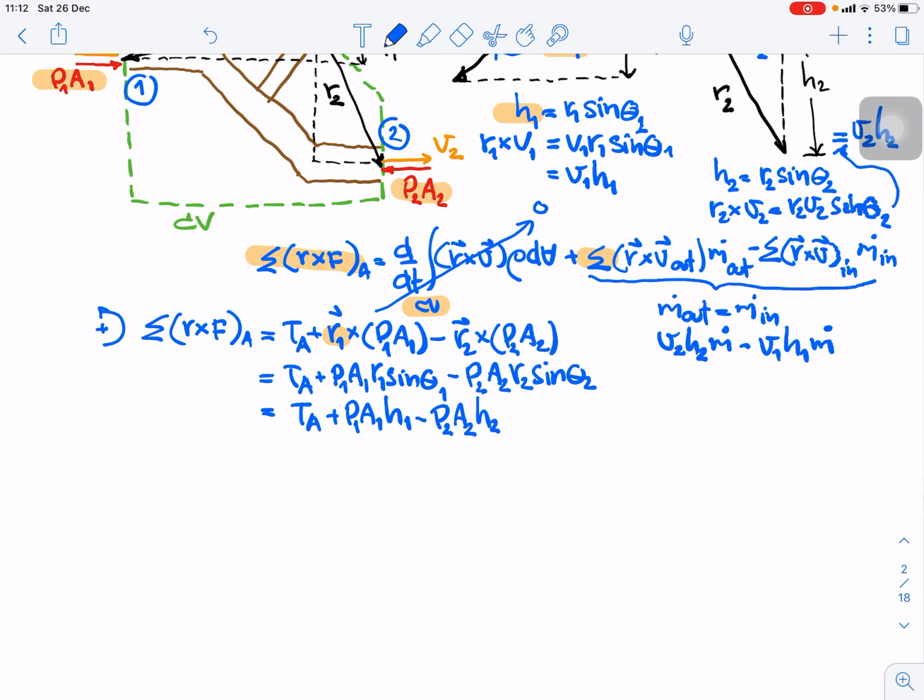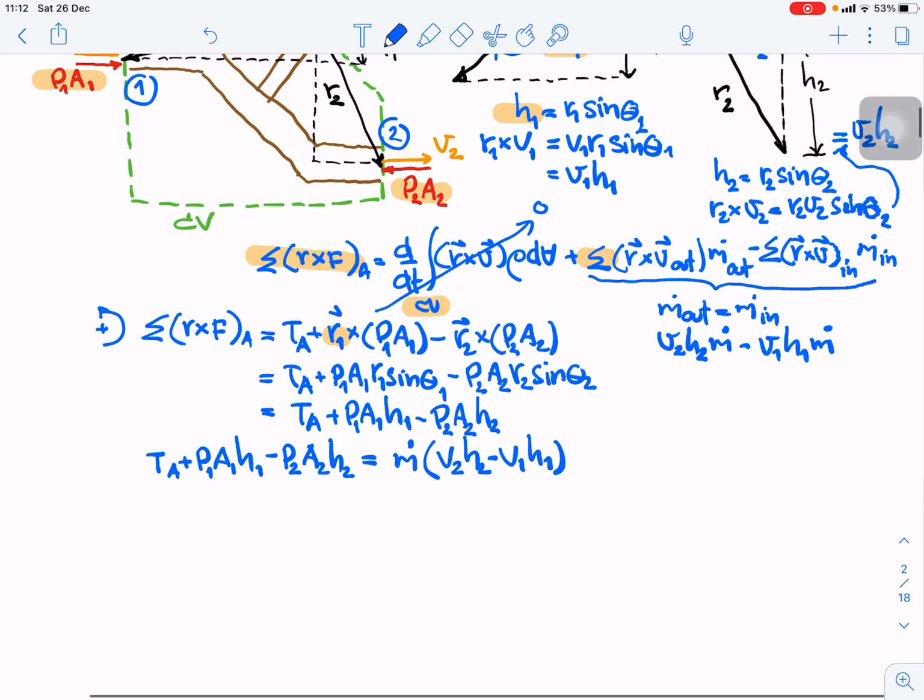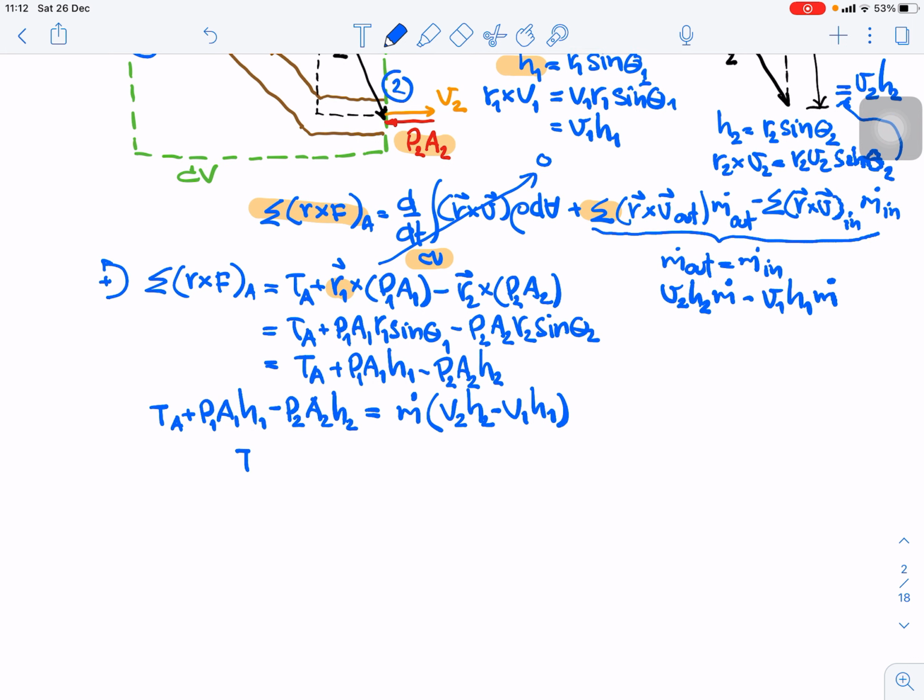Next we substitute into the first equation. So on the left hand side we have TA plus P1A1 H1 minus P2A2 H2, equal to m dot times the momentum terms. Then we can rearrange to get the equation for TA.